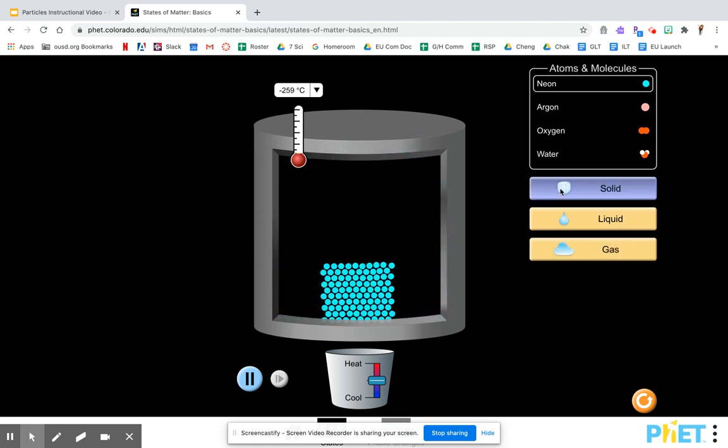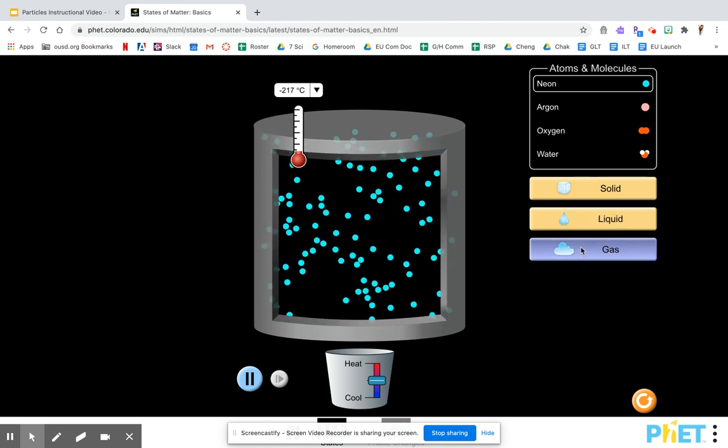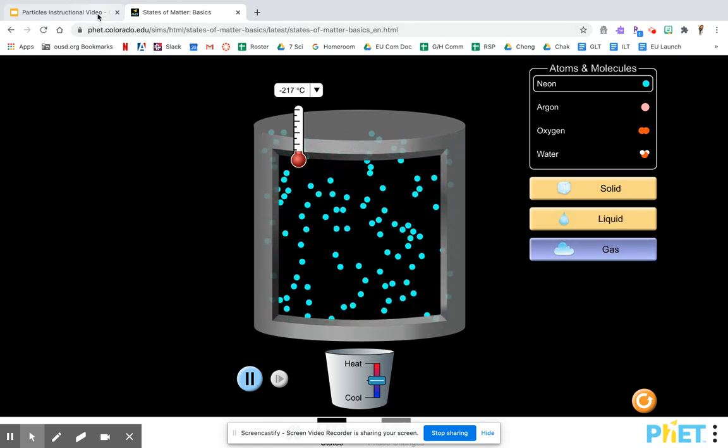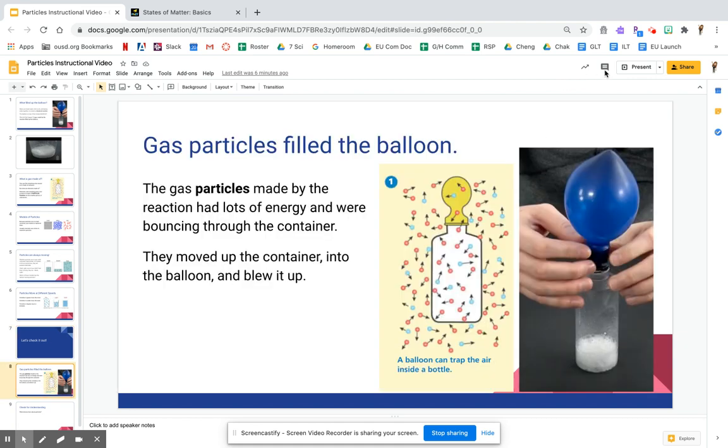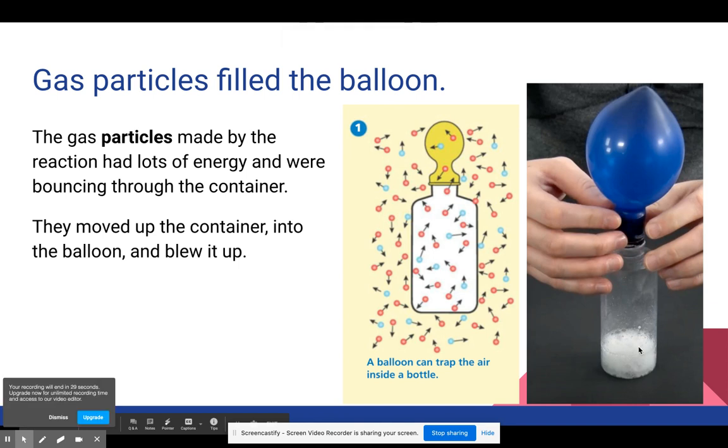So, again, solid particles, low energy, they're kind of vibrating in place. Liquid particles have a little bit more energy. I see them moving around each other. Gas particles have the most energy. Okay, so let's review what we learned. After the chemical reaction in the mystery mixture, a gas was made. The gas filled up the balloon. And these gas particles had so much energy that they were able to leave the bottom of the container and bounce all the way up into the balloon. We can see that here as well. Here's gas particles filling up a balloon.